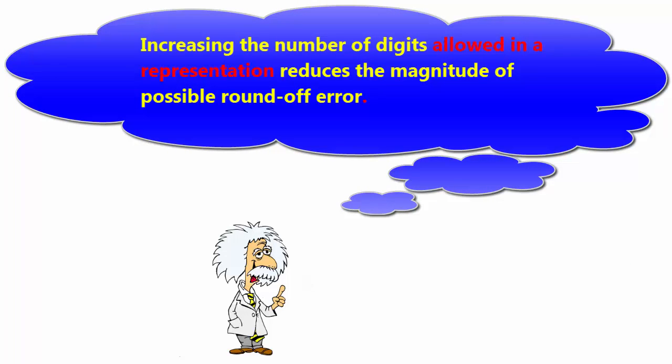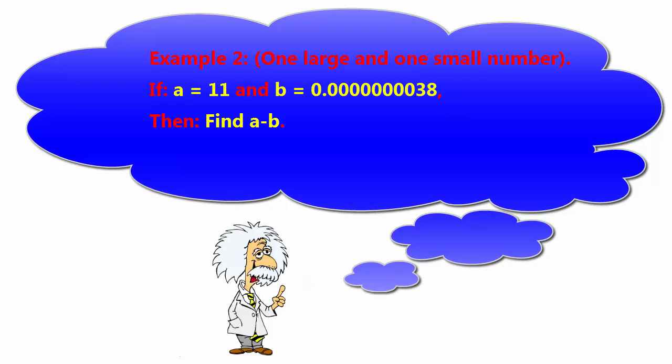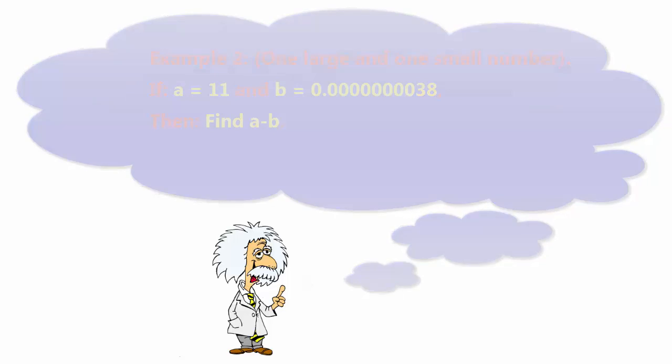Increasing the number of digits allowed in a representation reduces the magnitude of possible round-off error. Example 2, one large and one small number. If A equals 11 and B equals 0.00000038, then find A minus B.